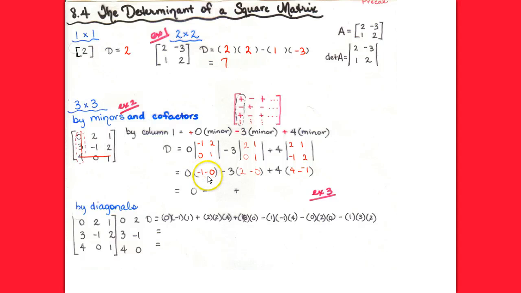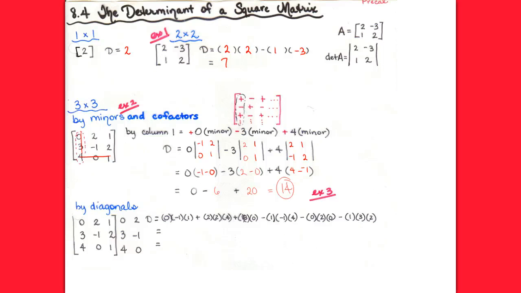So down here, I have negative 1 times 0, which is 0. I have negative 3 times positive 2, which is negative 6. And then I have 4 minus a negative 1, so 4 plus 1. 5 times 4 is 20. And if I combine those, I get 14.